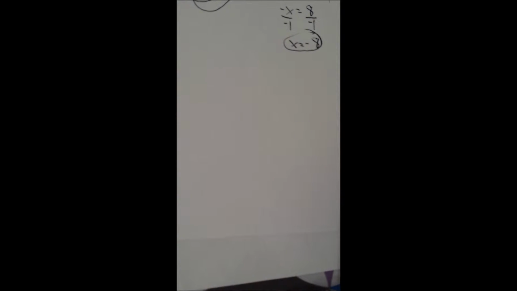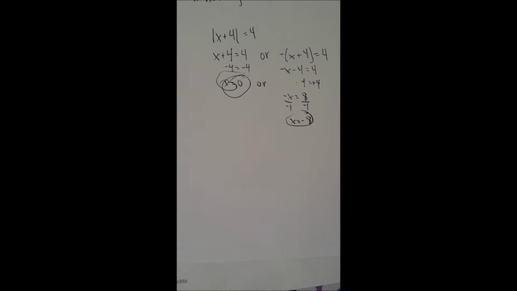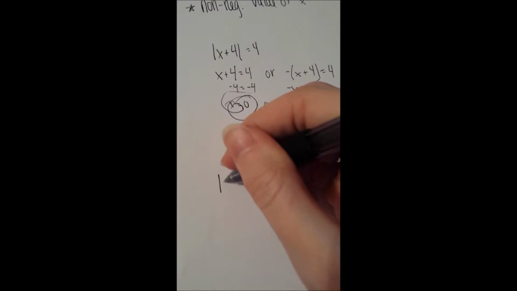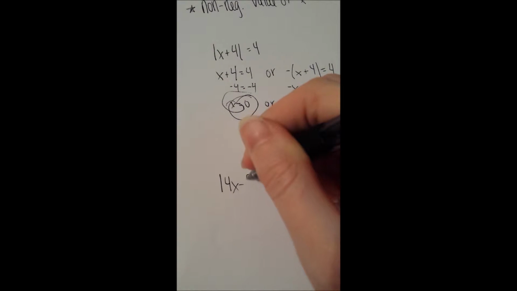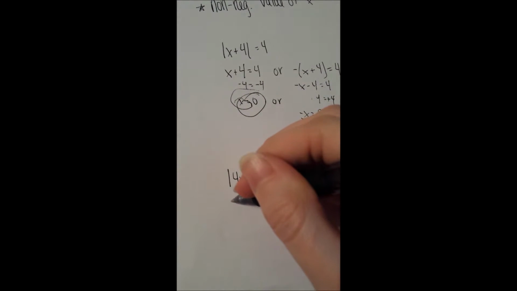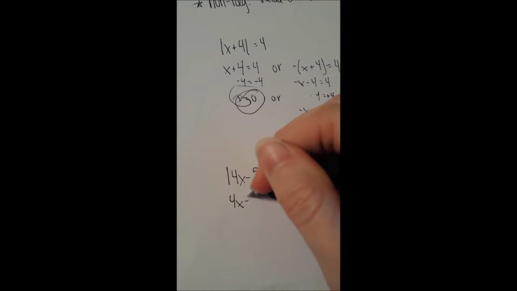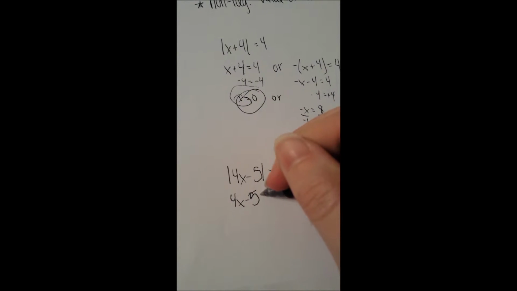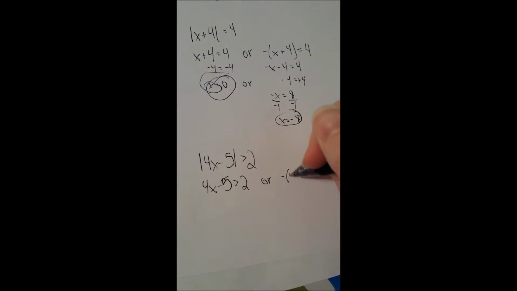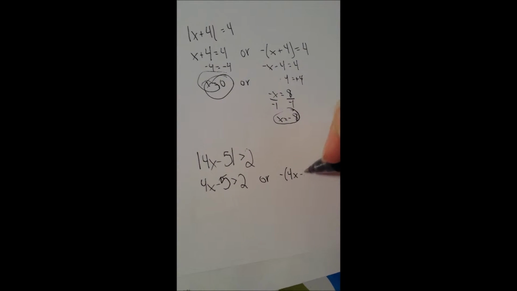Now the same rules we used in the previous problem to solve the absolute value equation can also be used to solve an absolute value inequality, such as the one reproduced below. The absolute value of 4x minus 5 is greater than 2. Just like the one before, we're going to split it up into two separate inequalities that we will solve independently of each other. That will give us the two answers for the problem, or the interval for the problem.